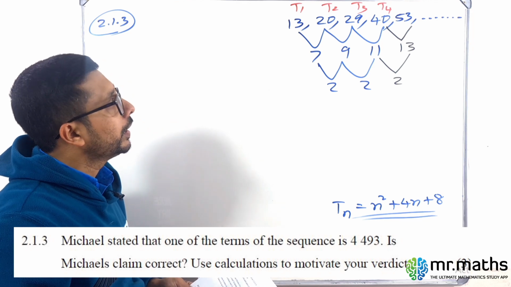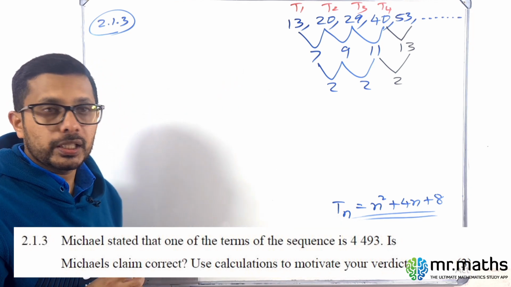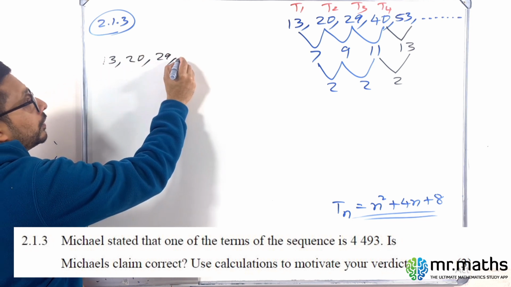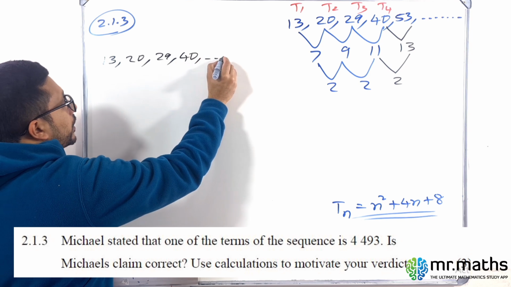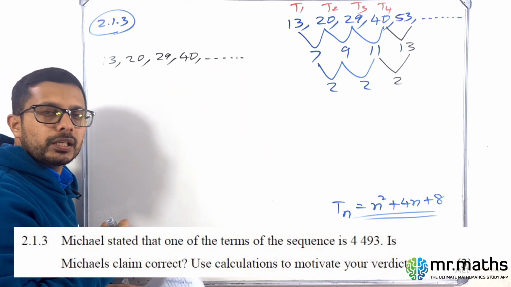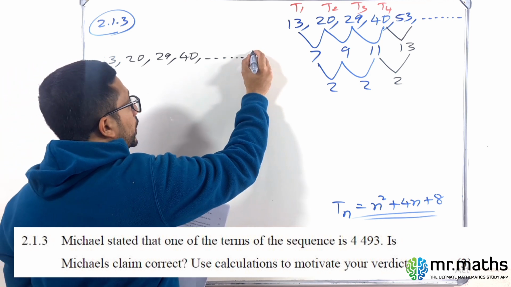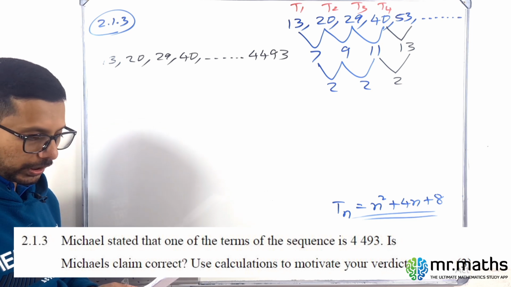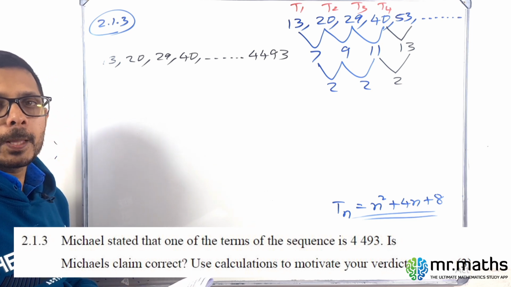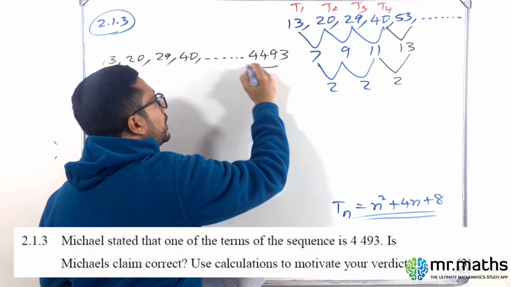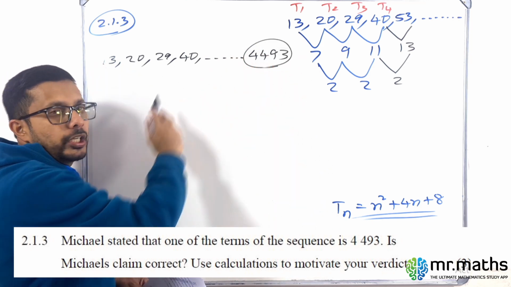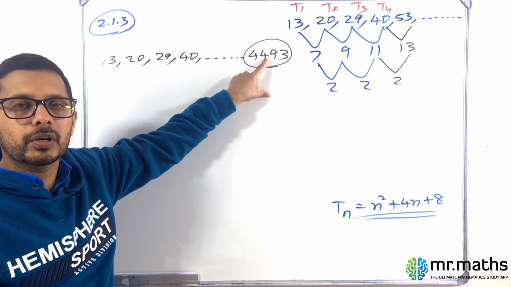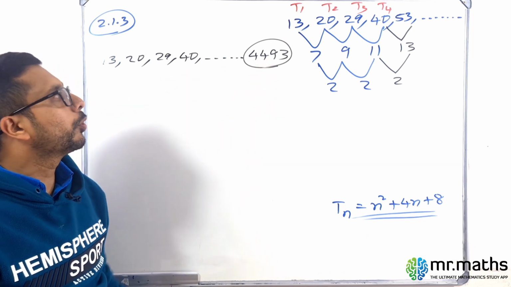So what Michael is saying, in that quadratic sequence, 13, 20, 29, 40, and so on, is that one of the terms is 4493. And you have to say, is there such a term in this quadratic sequence? Is that term coming or not? That is what you want to say. So you have to motivate your answer.